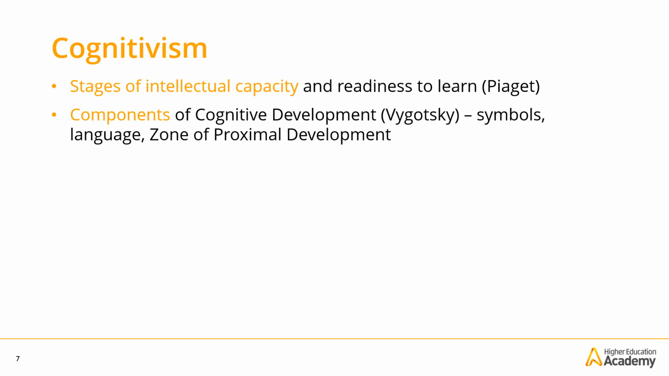Vygotsky, working around the same time, rejected Piaget's idea that development preceded learning and argued that people learn by interacting with knowledgeable others, parents, teachers, or society. Vygotsky described a zone of proximal development, the extent to which a learner, when provided with the appropriate support, can develop their understanding or knowledge.